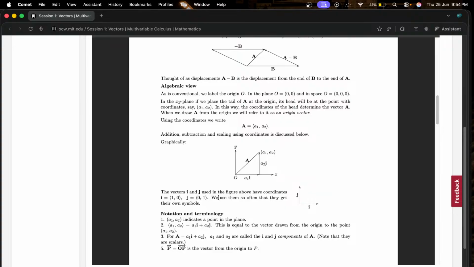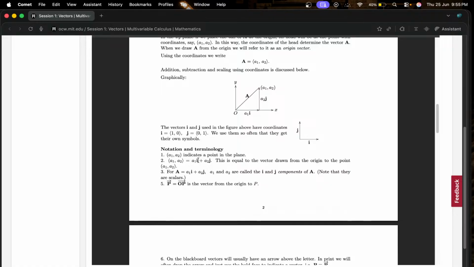So the vectors i and j used in the figure above have coordinates i equal to 1 comma 0. So 1 comma 0 means i is 1 unit in the x axis and 0 units in the y axis. And then vector j is 0 comma 1. So j moved 0 units in the x axis and 1 unit in the y axis. Okay, makes sense.